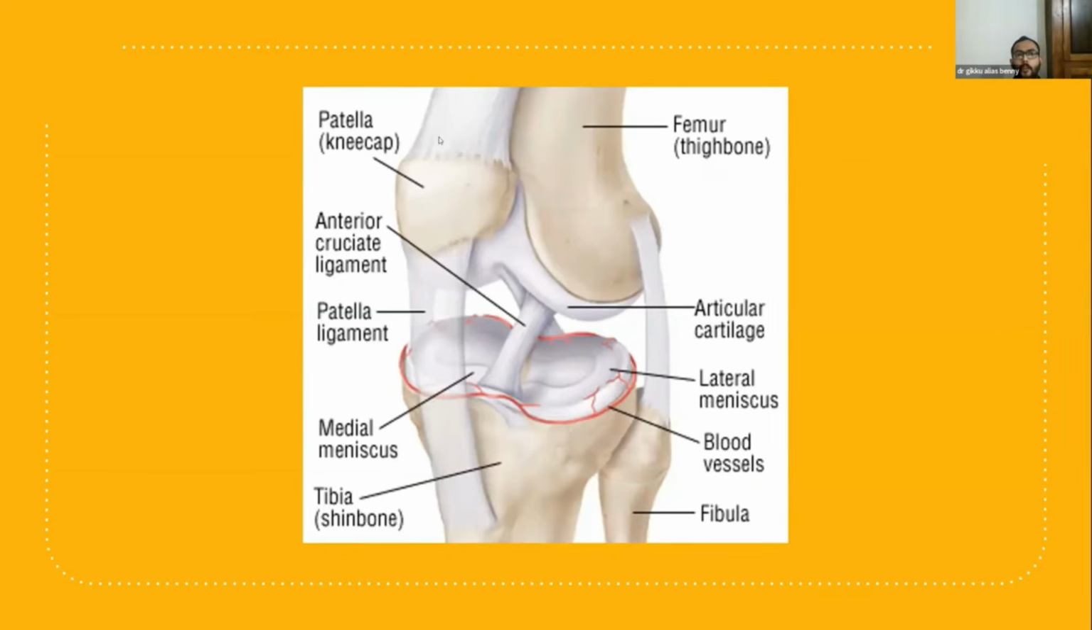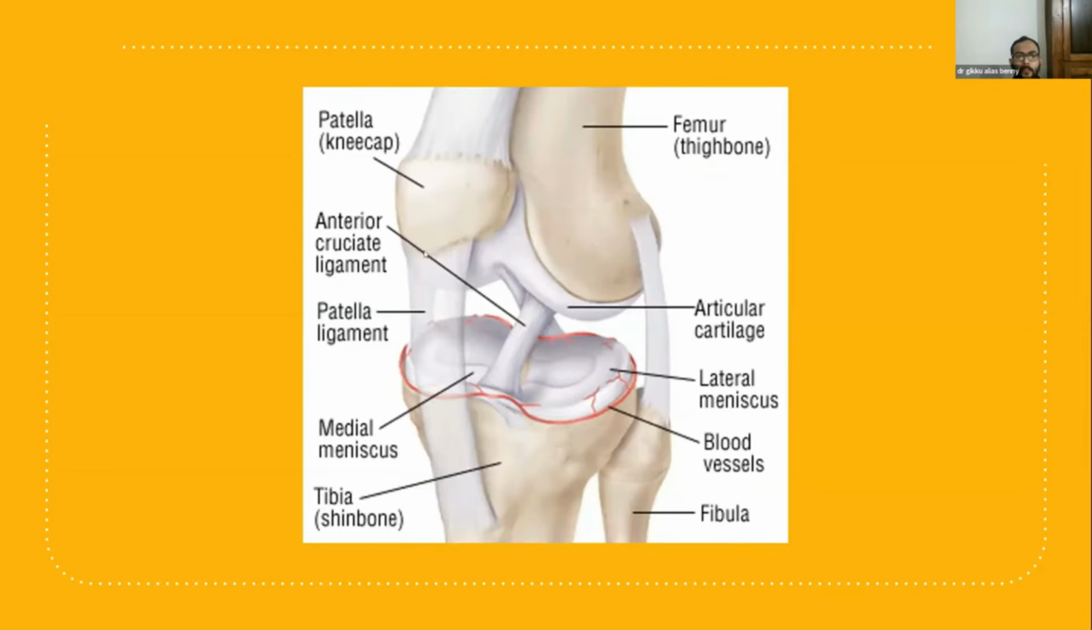Please note, from proximal to distal, the extensor apparatus of the knee joint consists of the quadriceps muscle, quadriceps tendon, patella, and patellar tendon. I repeat, the extensor apparatus consists of, from proximal to distal, the quadriceps muscle, quadriceps tendon, patella, and patellar tendon. See the patellar tendon.